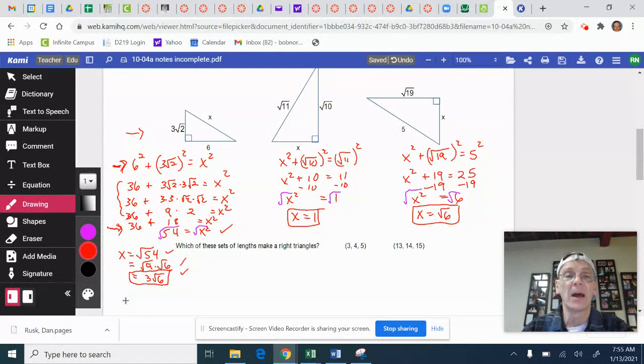Okay. Next 2 questions. Which of these sets of lengths make right triangles? That's wrong. Make right triangles.